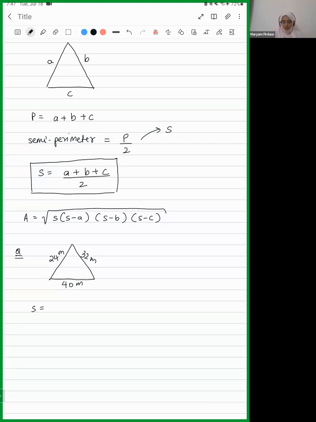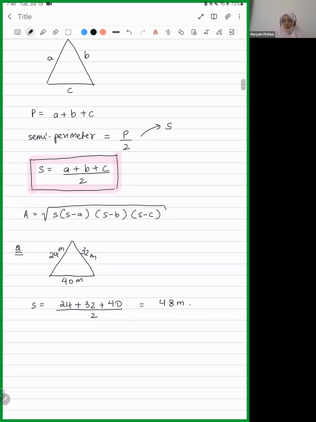The semi-perimeter is going to be A plus B plus C by 2, right? You remember this formula. So please try to put this in the formula. Try to solve this by yourself. A plus B plus C by 2, which is basically 24 plus 32 plus 40 by 2, which is 48 meters. So this is the semi-perimeter.